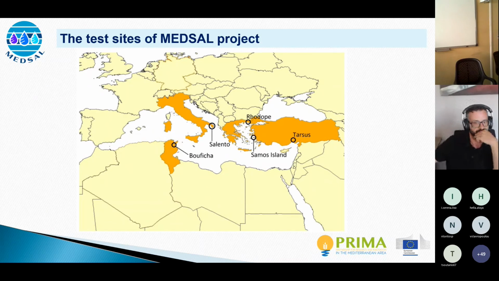I now pass to present our pilot site in the MedSal project. It's located in Tunisia, a country in the north of Africa. It's characterized by a semi-arid climate and unfortunately by water scarcity, like many regions and countries in the world. So to preserve and protect this resource, we must give it big importance.